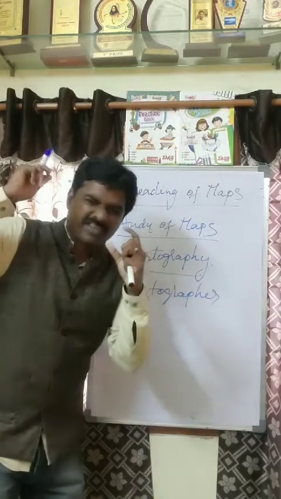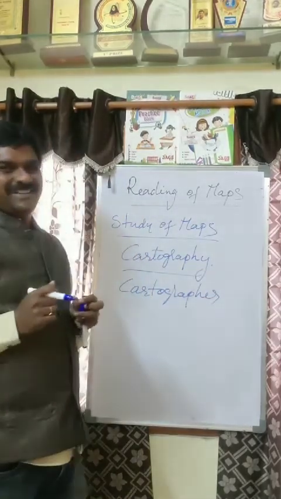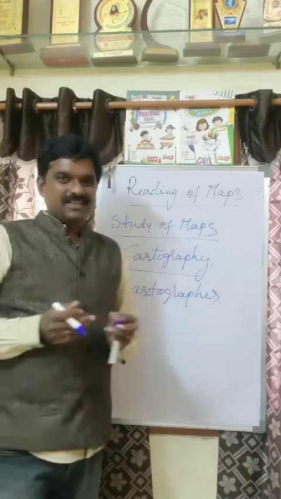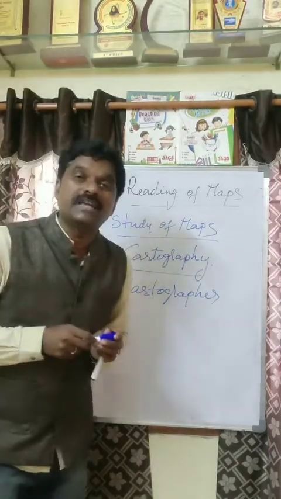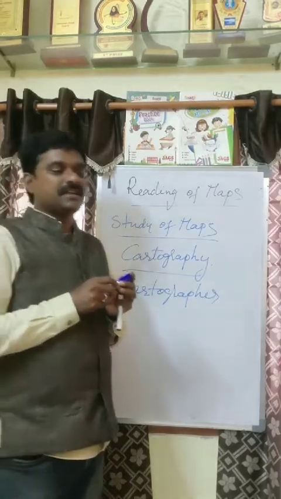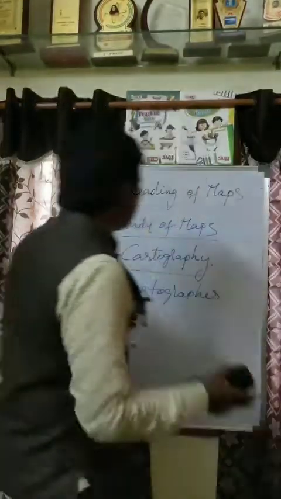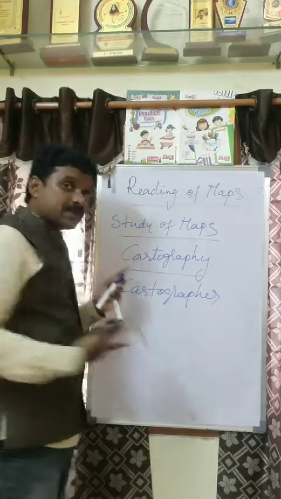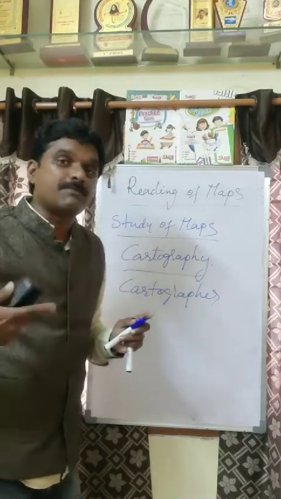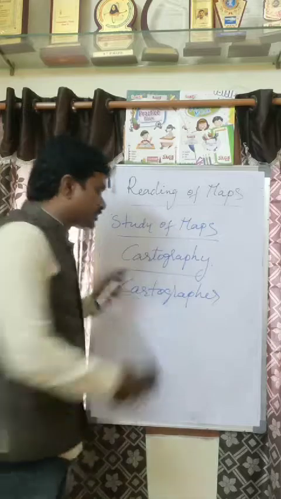You know who is a photographer, who takes the photos. He is called a photographer. Here, one who studies maps is called a cartographer. Is it clear? So, I clearly said what the study of maps is: it is cartography, and the person who studies maps is called a cartographer.